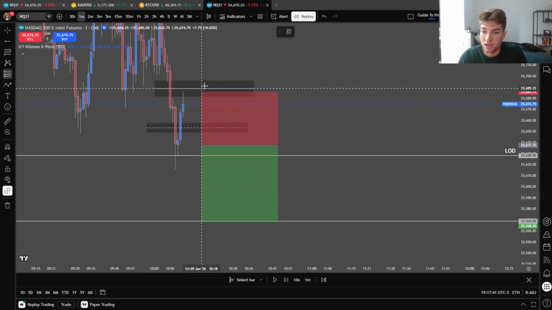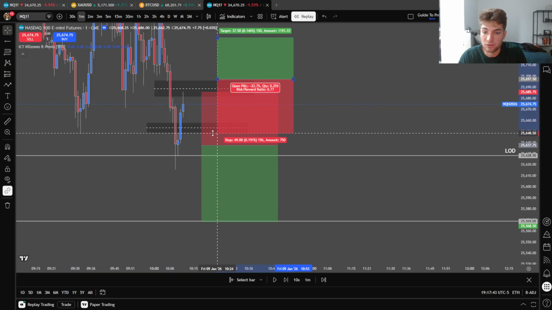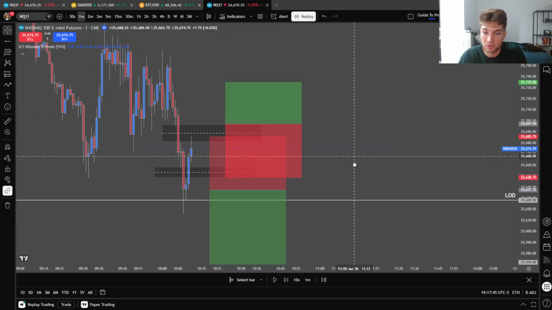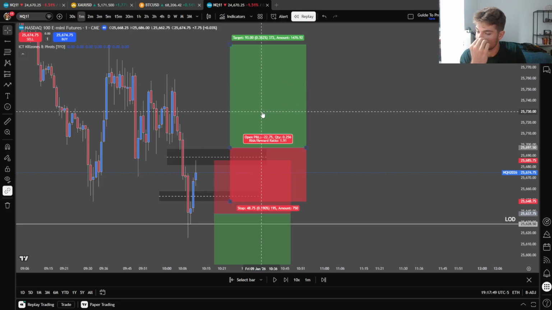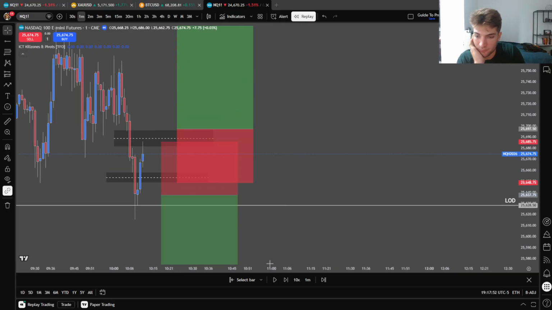Now for longs, I would love to see us close above this, and I would love to see some type of stop loss around this line. Perfect. We have this too. Just like that. Super, super obvious, super clean. Now we just wait.